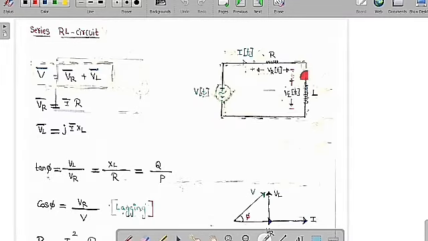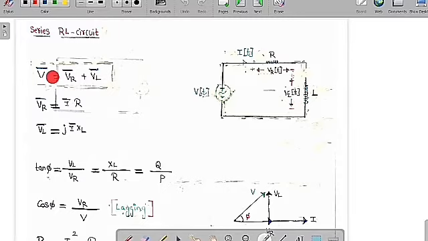This is a resistor and this is an inductor. The voltage across the resistor is VR of t and the voltage across the inductor is VL of t. The current through this branch is I of t and the supply voltage is V of t, with RMS voltage. V of t is called the instantaneous voltage of the AC source. Using KVL, we can say that VR bar plus VL bar is equal to V bar.